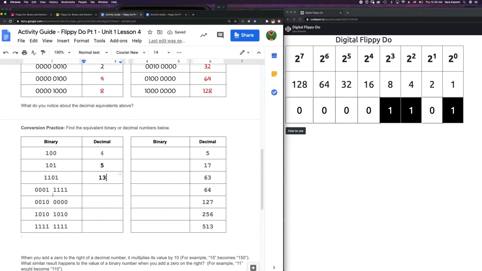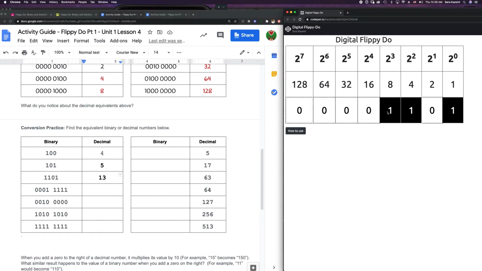And then now the rest of these in this table actually use the entire Flippy-do, so we're going to use the whole thing. And for this one, we've got 0, 0, and then we'll flip the 4th place value, which is going to be our 16th place. And then we will flip the rest.